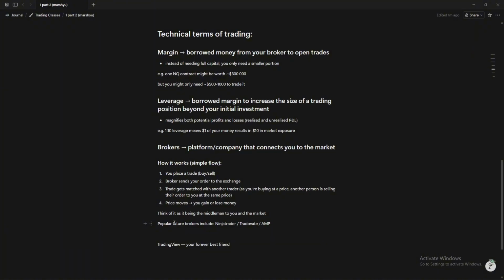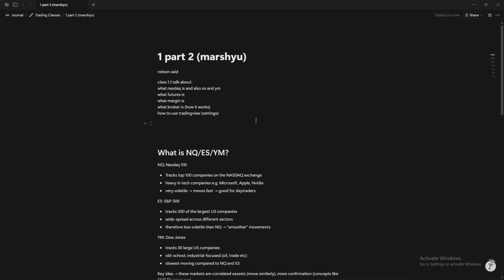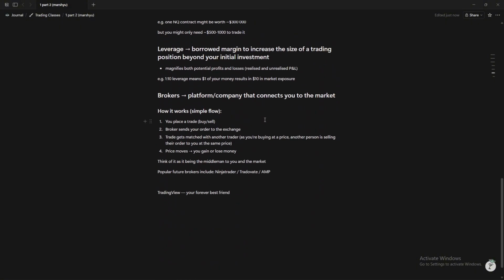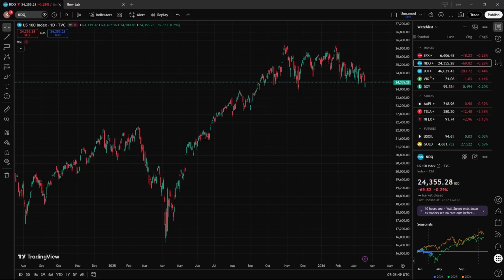And then popular futures brokers include NinjaTrader, Tradovate, which I personally use, and AMP. But something I have to warn you guys about is that if you want to open a live account using these brokers, they will usually require you to send credit card statements or bank information, and they'll get you to include a lot to essentially make sure you're the person you say you are. Okay.